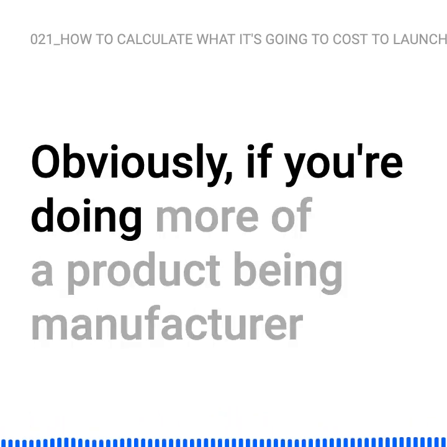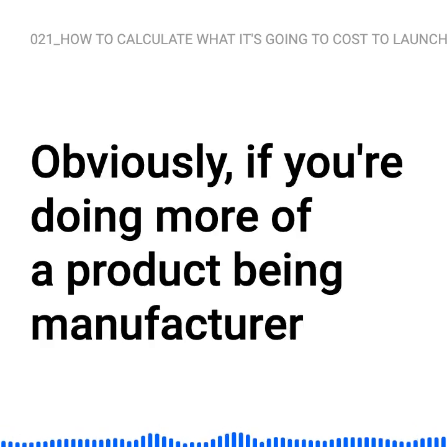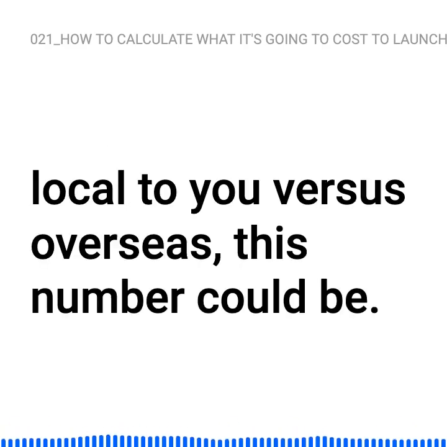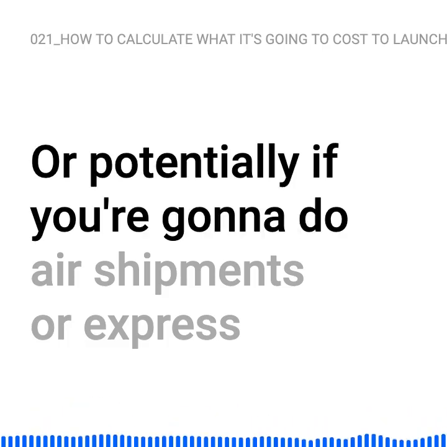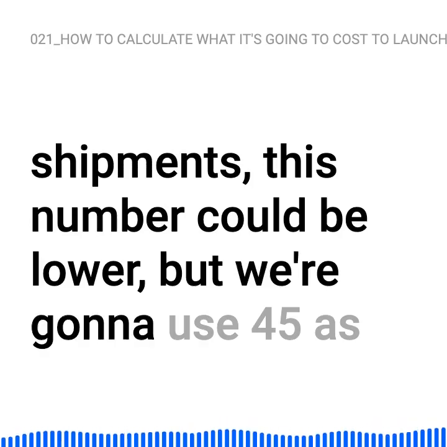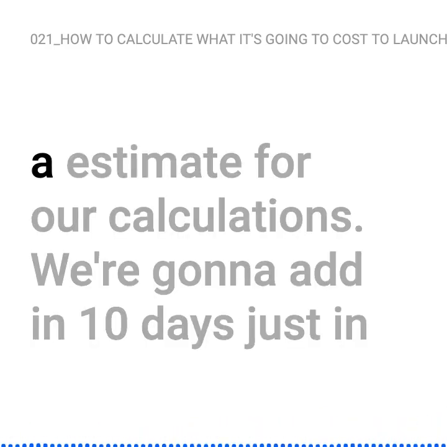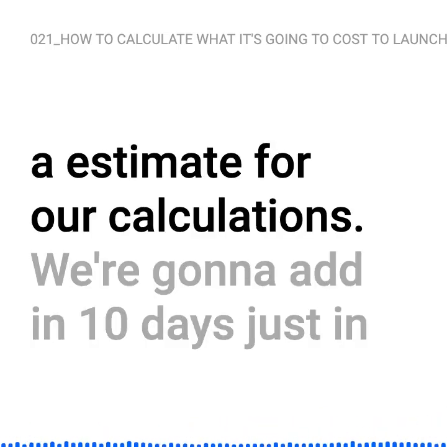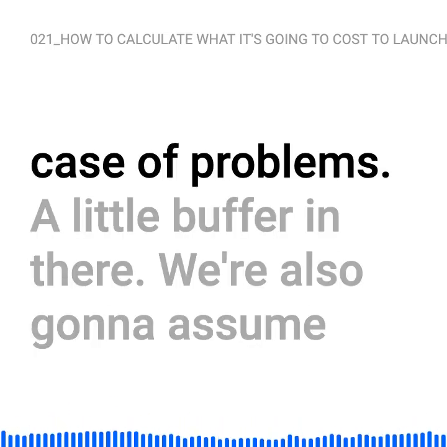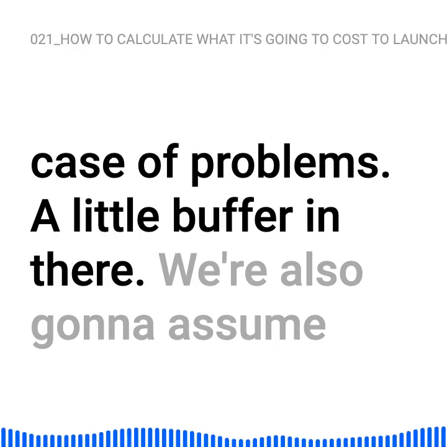Obviously, if you're doing more of a product being manufactured local to you versus overseas, this number could be different. Or potentially, if you're going to do air shipments or express shipments, this number could be lower. But we're going to use 45 as an estimate for our calculations. We're going to add in 10 days just in case of problems, a little buffer in there.